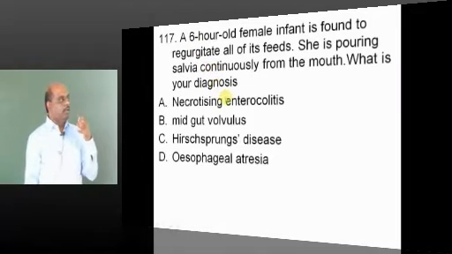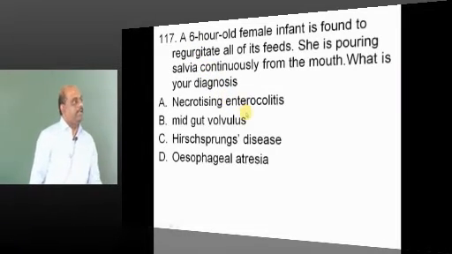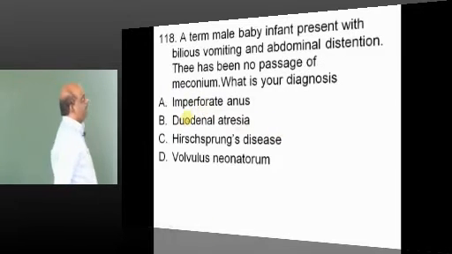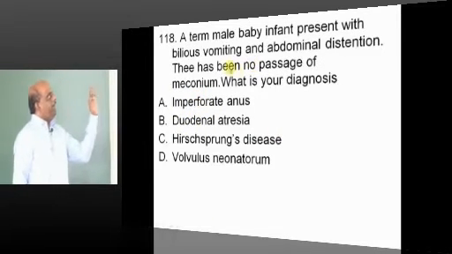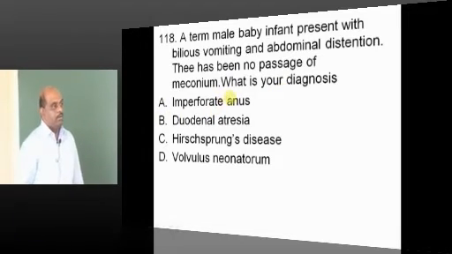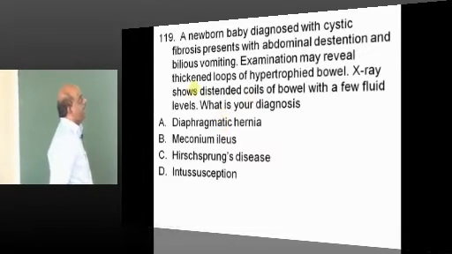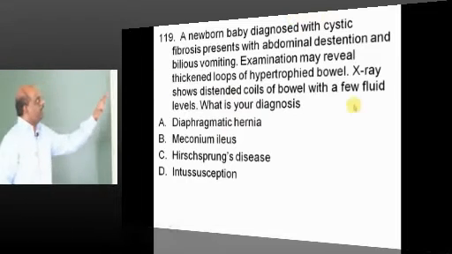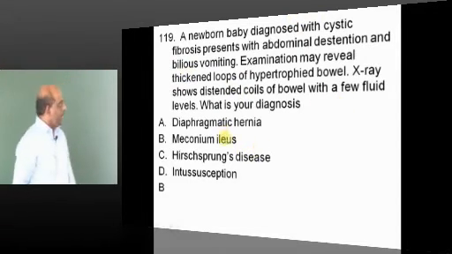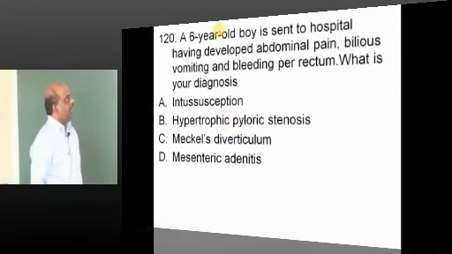Regurgitating the fluids right at birth, what does it indicate? D, it is esophageal atresia, dribbling of saliva. Term male baby, vomiting or abdominal distension, no passage of meconium: Hirschsprung's, classically. Newborn baby with cystic fibrosis, abdominal distension with bilious vomiting: classical story of meconium ileus.